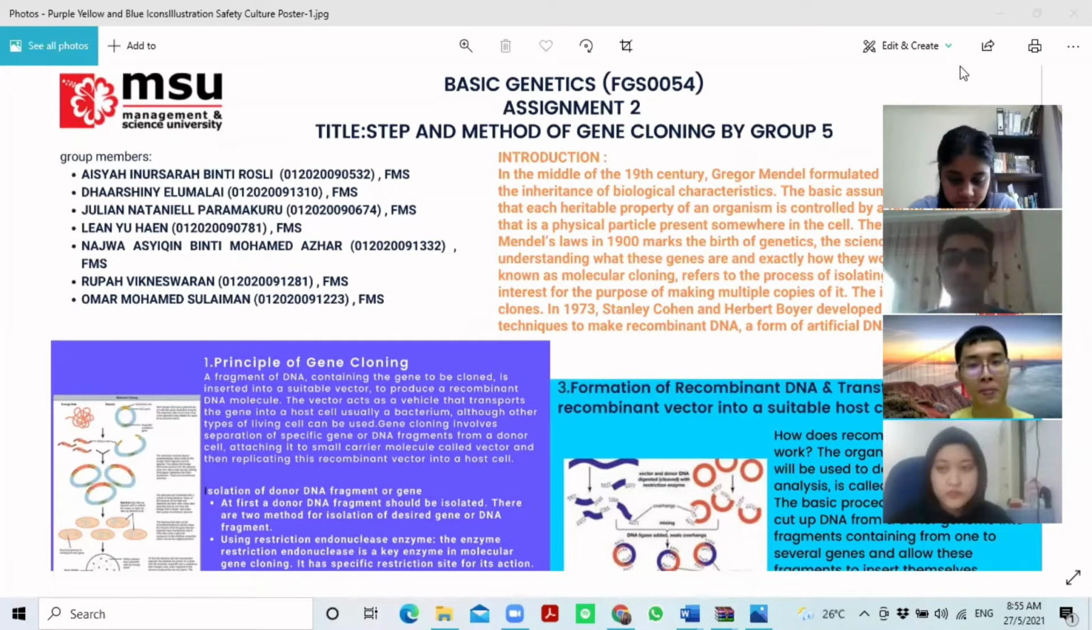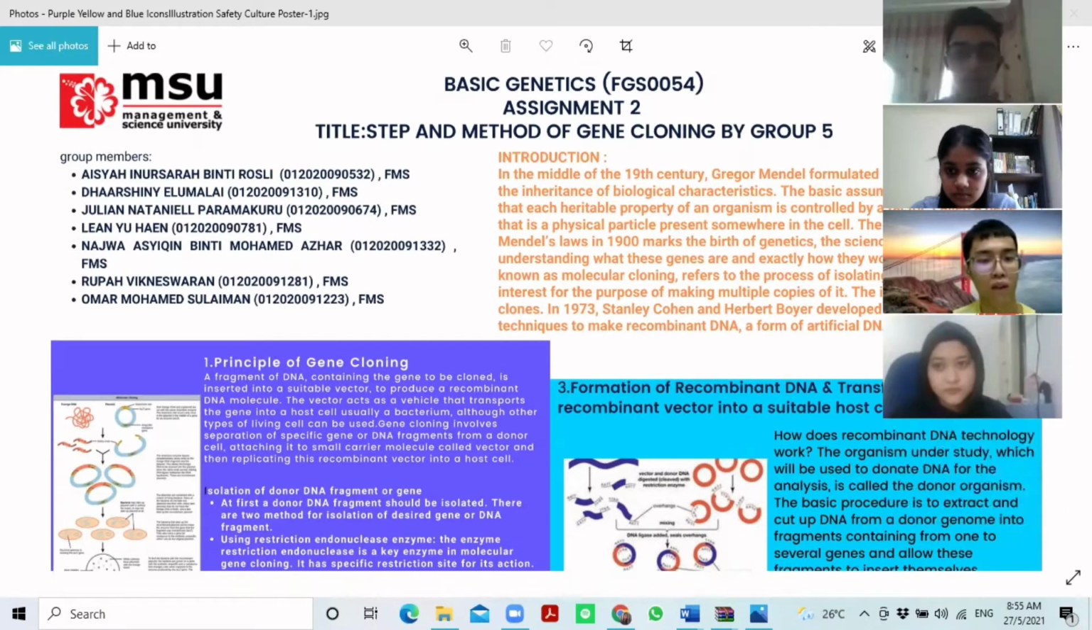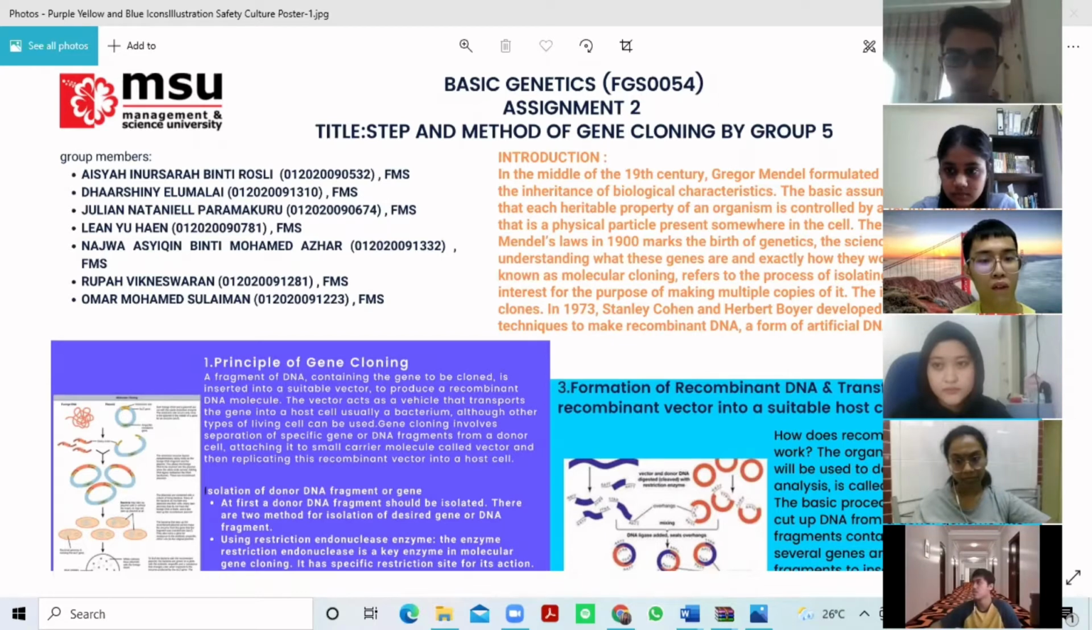The principle of this process is that a gene is extracted and placed into a suitable vector, which will then produce what is called a recombinant DNA molecule. This vector simply acts as a carrier for this gene of interest and will be transported to a host cell of choice, which is usually a bacterium, but it can be any type of host cell.